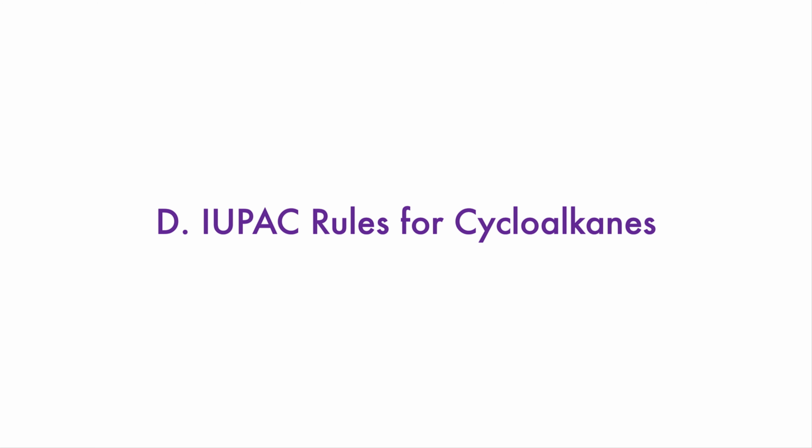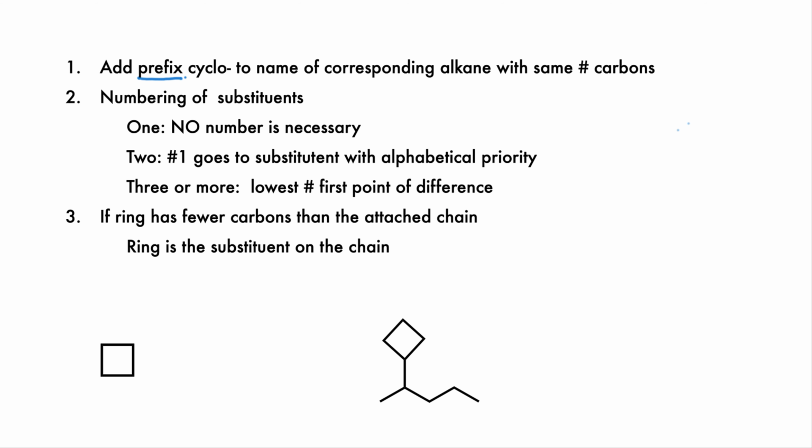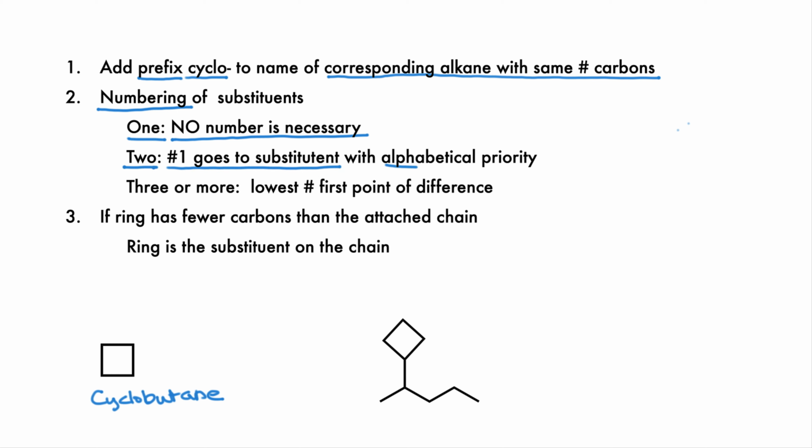Now let's look at the IUPAC rules for cycloalkanes. First, add the prefix cyclo to the name of the corresponding alkane with the same number of carbons. This compound with 4 carbons is cyclobutane. If there are substituents, then you need to think about numbering them. If there is only one substituent, then it's assumed to be at position 1 and you don't need to number it. If there are 2 substituents, then position 1 goes to the substituent with alphabetical priority.